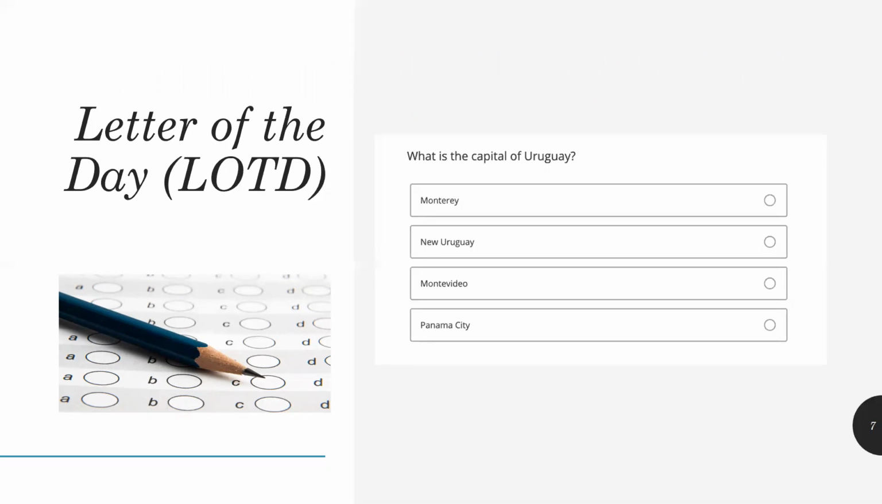And so here we have a question: what is the capital of Uruguay? And just to be clear, there won't be any geography questions like this on the SAT, so don't worry. However, I know it's not Panama City, so I can cross out Panama City, but it could be Monterrey, New Uruguay, or Montevideo. So I'm going to put a question mark on each of those.